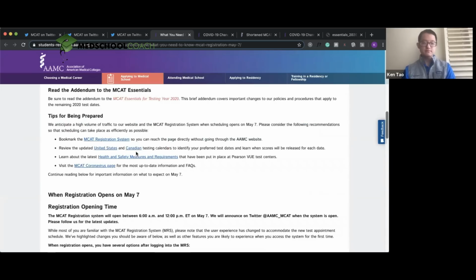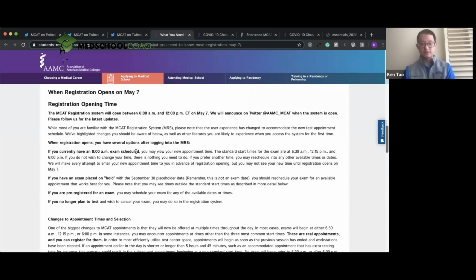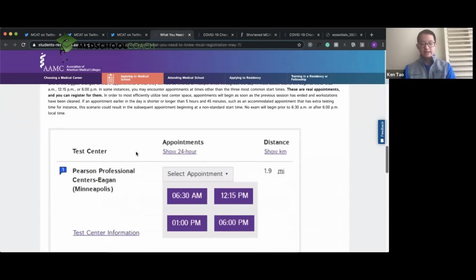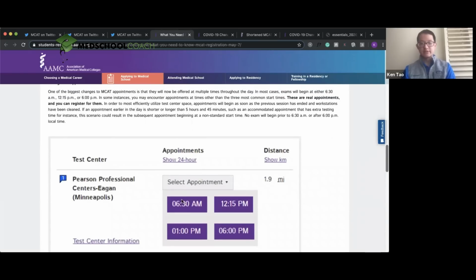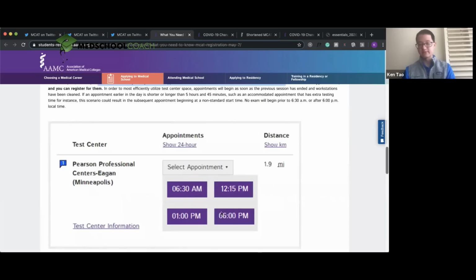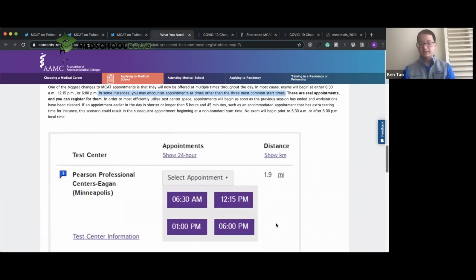Another thing, in terms of the registration process, is that the times aren't necessarily going to be what we think they're going to be. The AAMC said that for the summer, there's going to be three times: 6:30 a.m., 12:15 p.m., and 6 p.m. But they also said in some instances, you may encounter appointments other than the three most common start times. As an example, they listed four times, which includes this 1 p.m. slot, which is a little odd. My expectation actually is to see fewer of the 6 p.m. time slots and possibly some of the 6:30 a.m. time slots.